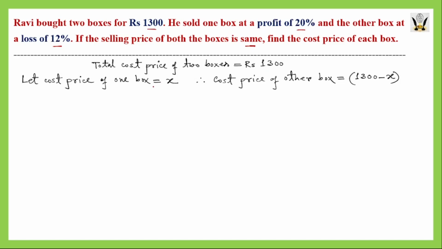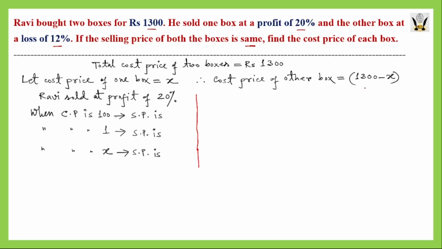So what we will do here is assume that the cost price of one box, the first box, is X. That means the cost price of the other box will be 1300 minus X, because 1300 is the total cost price of both the boxes. Now we will proceed one by one for each box.